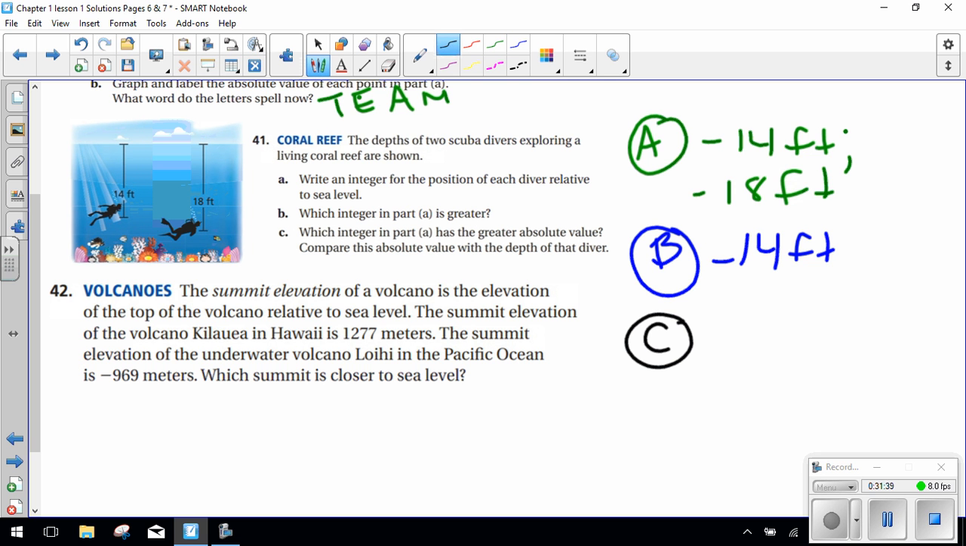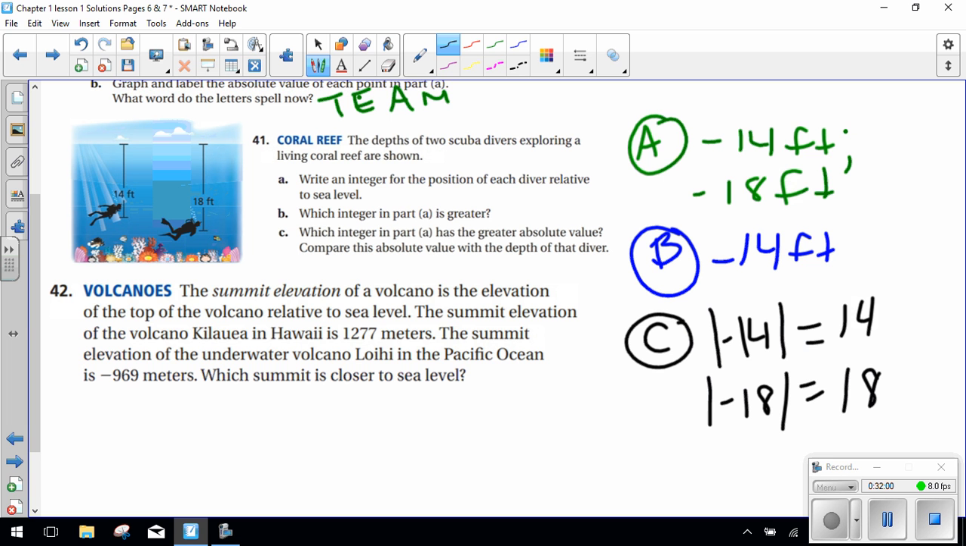Part C, which integer in part A has a greater absolute value? So we're going to take a look at A and take the absolute value of both of these. The absolute value of negative 14 is 14. The absolute value of negative 18 is 18. Compare this absolute value with the depth of that diver. This has got a bigger absolute value. That means this diver is actually deeper into the ocean than this guy.